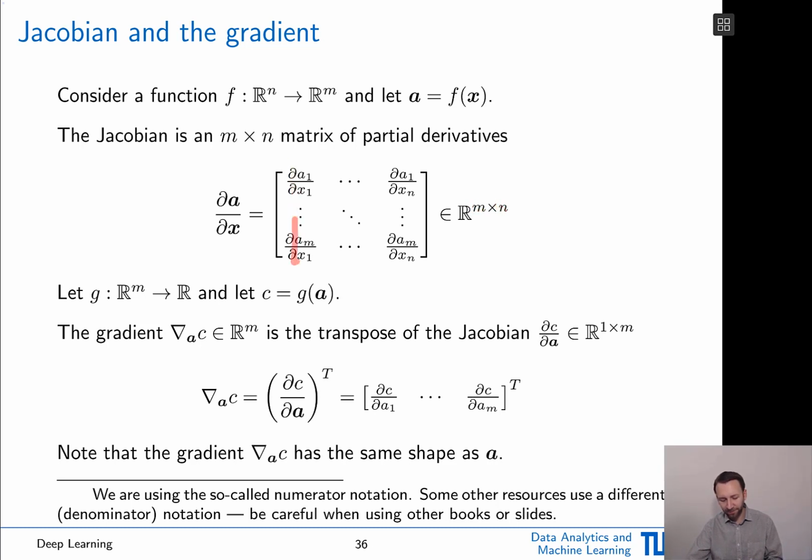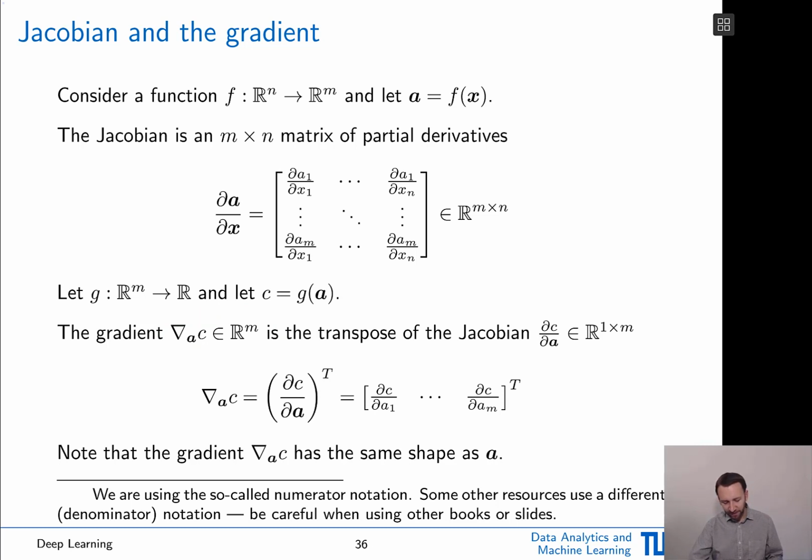So output and input, right? Meaning if we have a scalar output, this would be a 1 times m matrix. Scalar output means we just have this row here. So the transpose of it, meaning the column vector, would be the usual gradient we are computing, okay?